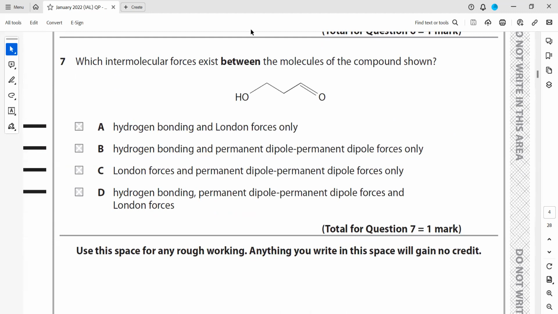Which intermolecular forces exist between the molecules of this compound? There is OH, so there must be hydrogen bond. There is C double bonded with O, so there will be a dipole. And London dispersion forces are always there as there are electrons. So hydrogen bond is there, that's right. Due to the carbon chain or electrons, dipole induced dipole or London forces will be there. And because of carbon and oxygen partial negative and positive, there will be permanent dipoles as well.